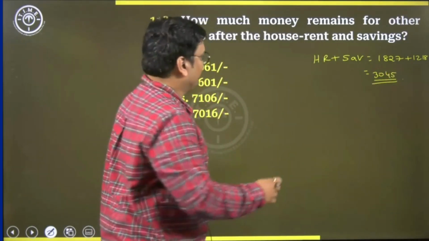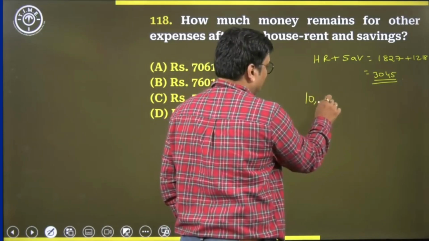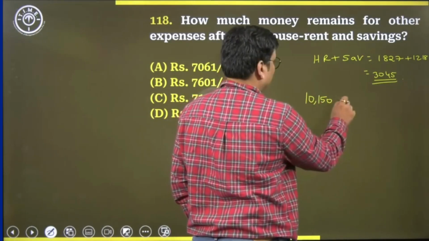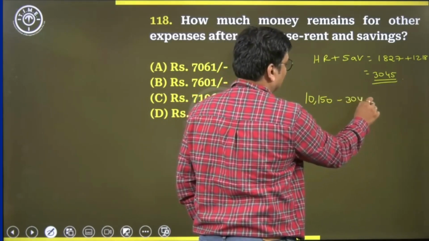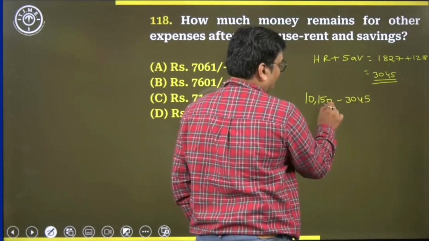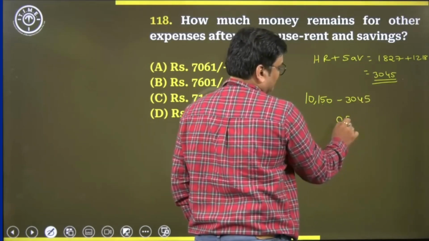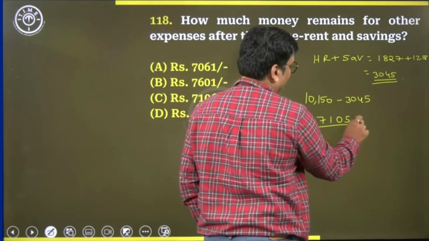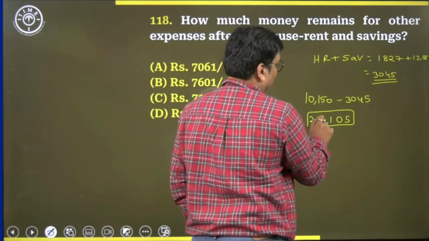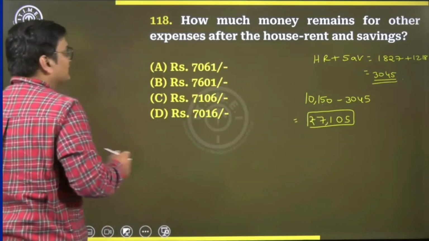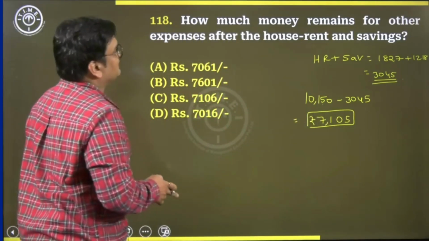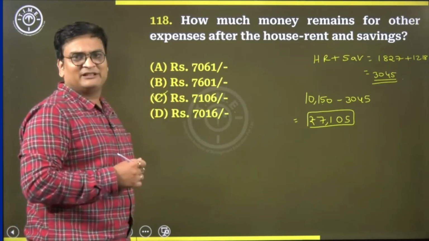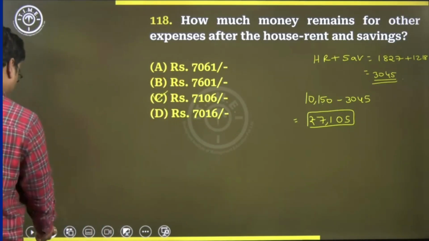The total salary was 10,150 approximately, and from this 3,045 is gone. So, when you subtract it, 50 minus 45 is 05, 101 minus 30 is 71. So, my answer will be approximately 7,105 rupees. So, 7,105, which is the closest one, C would be the best option choice out here.